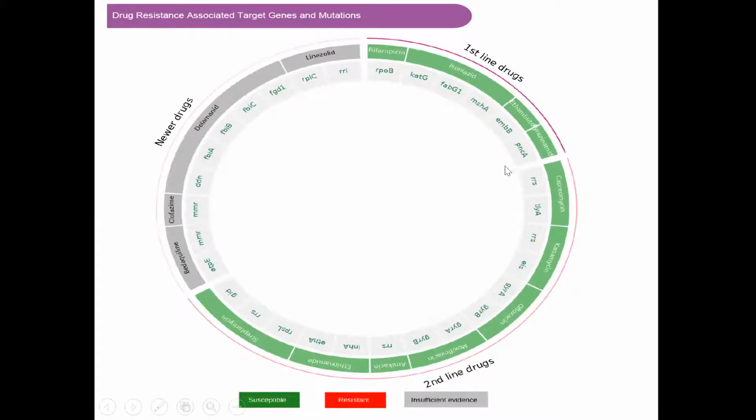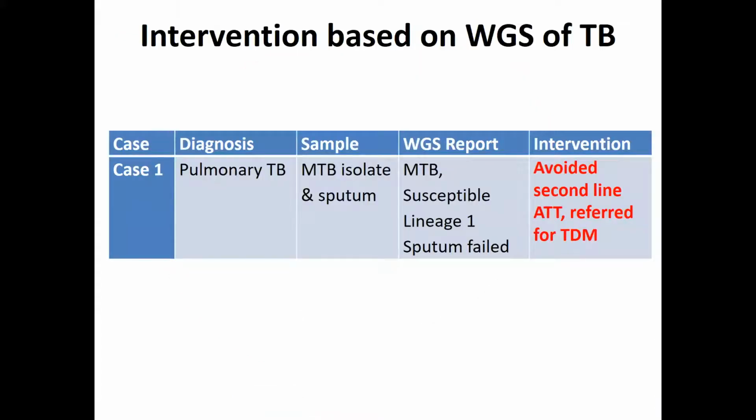Now, this is the isolate that they had fully sequenced, and they came up with the report, and they said that no resistance is seen. It is fully susceptible, pan-susceptible. However, when they analyzed the sputum, they were not able to amplify the DNA, and they were not able to sequence it, and it failed. So the outcome was that it's a pulmonary tuberculosis. Ultimately, she developed intestinal tuberculosis also by the end of the year. Sample was MTB isolate. Sputum was sent. Sputum failed. Whole genome sequencing was done.